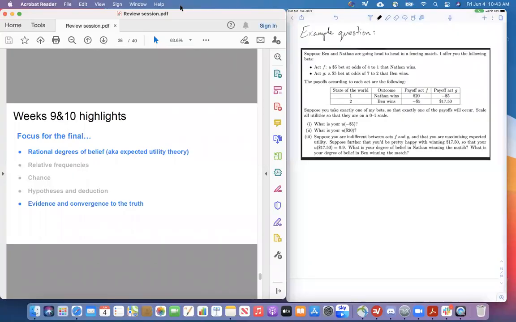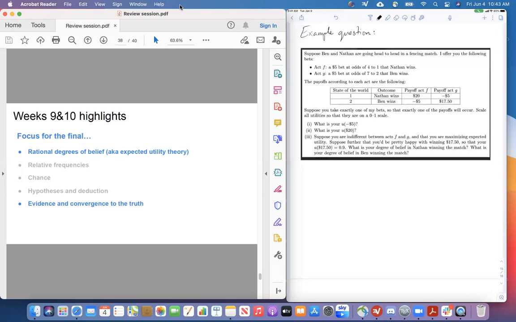Okay, so what we're going to do is walk through how you do this type of question. Now, there are 3 parts, and that's typical of this type of question. First 2 are very easy, and the third one is more involved. So, as usual in this type of question, 2 people are going head to head in some kind of sports match. And to be honest, I'm running out of sports at this point. So this time it's Ben and Nathan, and they're fencing. And I offer you the following bets.